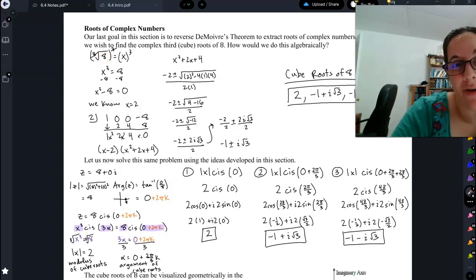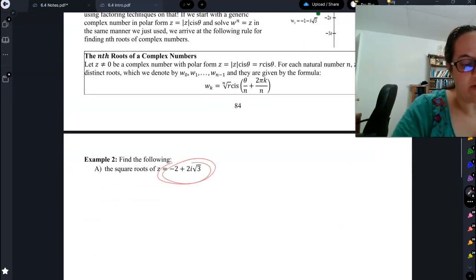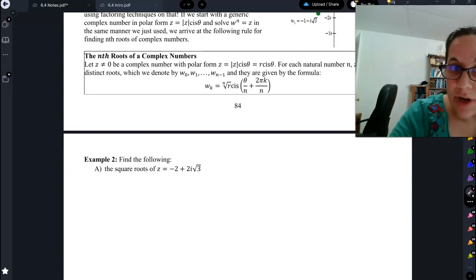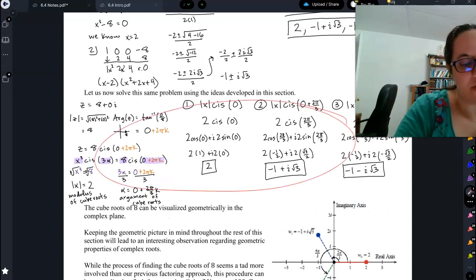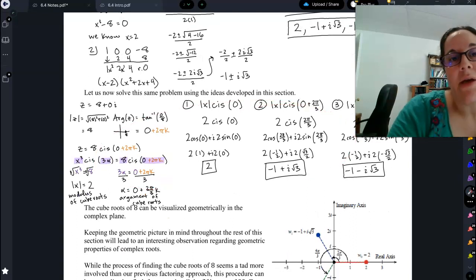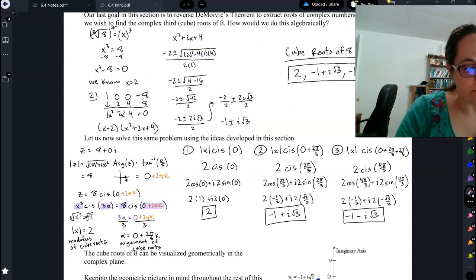That was an easy number to find the cube roots of because you already knew one of the answers was 2. However, if I start to ask you to find, say, the square roots of negative 2 plus 2i root 3, you can't do that using this algebraic process. You have to use this polar form process. So, once again, the more complicated the numbers get, the easier the polar process becomes than the algebraic process.